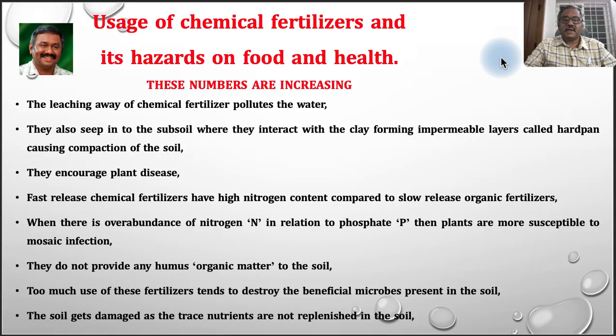Fast release chemical fertilizers have high nitrogen content compared to the slow release organic fertilizers. When there is overabundance of nitrogen in relation to the phosphate, then plants are more susceptible to mosaic infections. They do not provide any humus, organic matter to the soil. Too much use of these fertilizers tends to destroy the beneficial microbes present in the soil. The soil gets damaged as their nutrients are also not replenished in the soil.